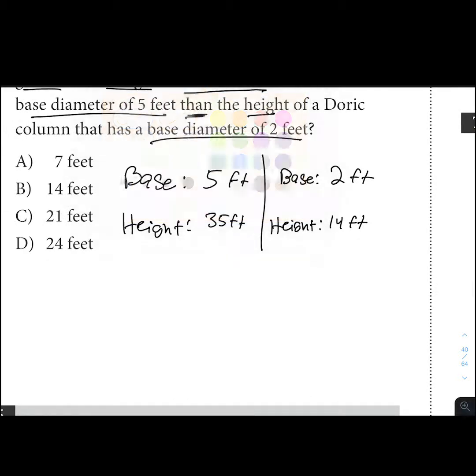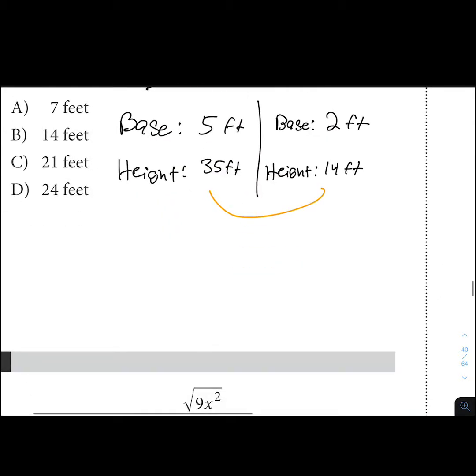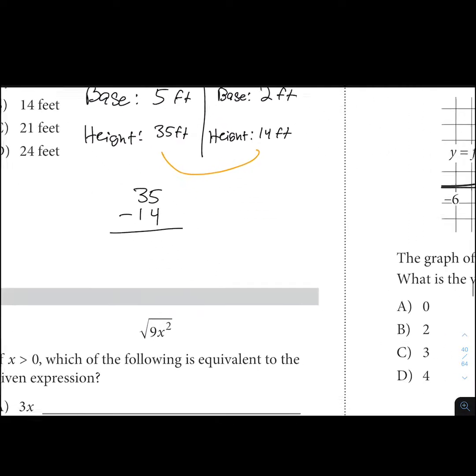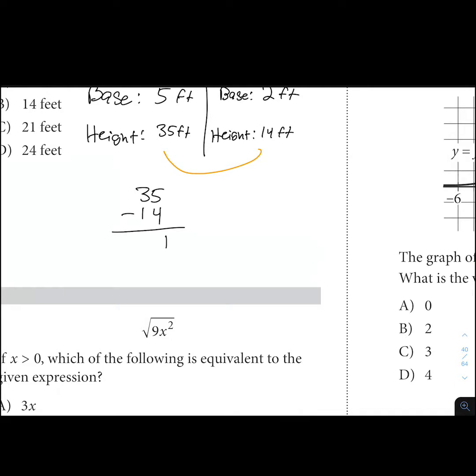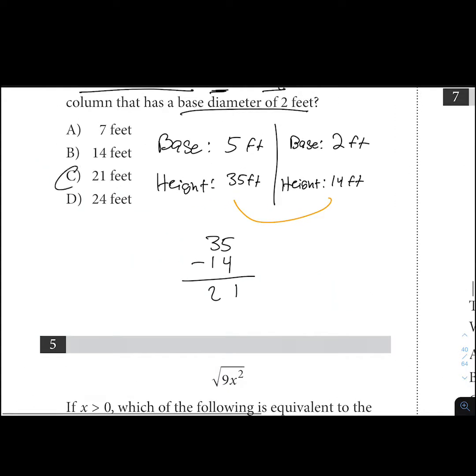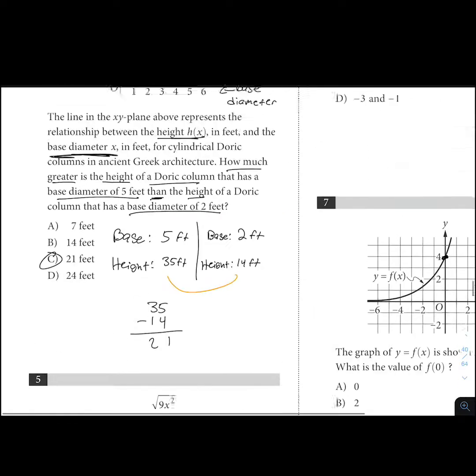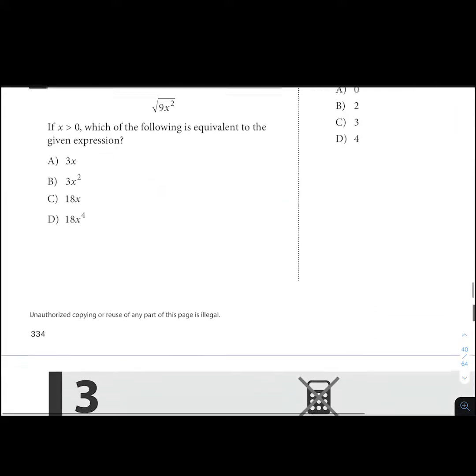So the question is basically, how much greater is the 35 than the 14? So 35 minus 14, again, just arithmetic. So 5 minus 4 is just 1. 3 minus 1 is just 2. So that means my answer would be 21 feet.